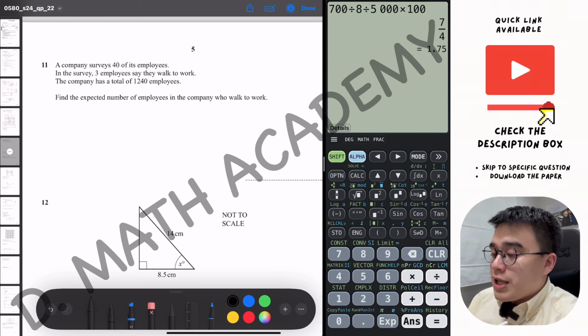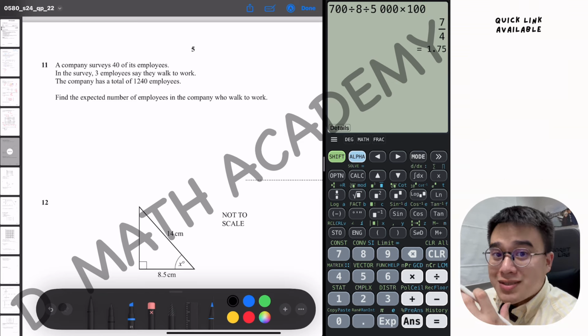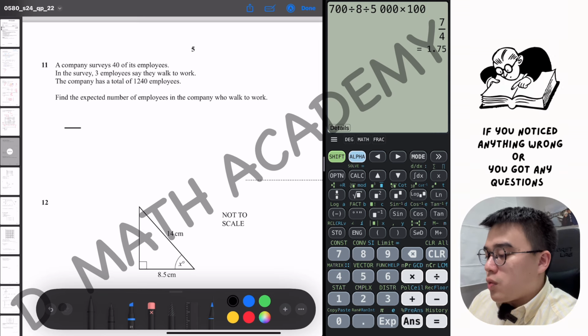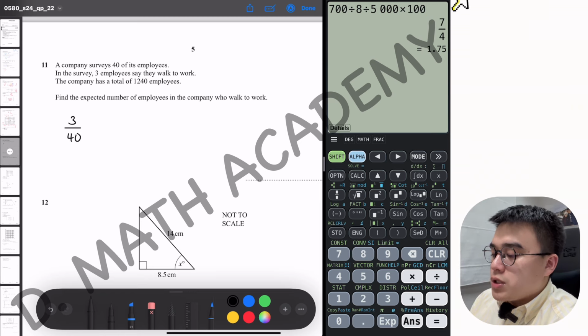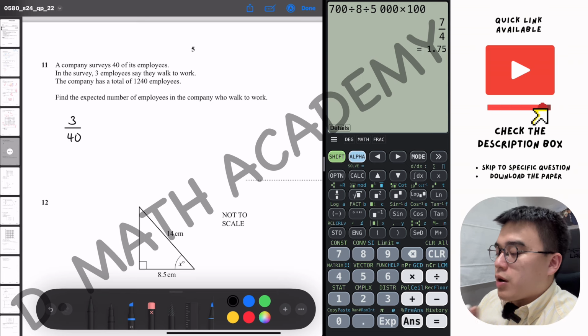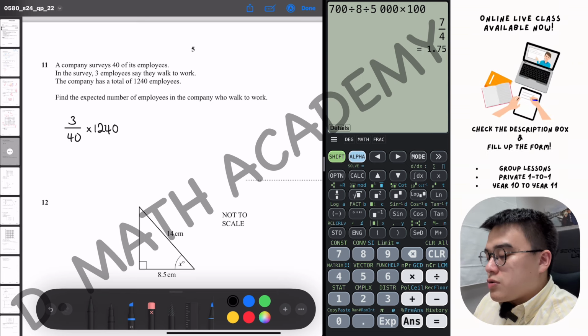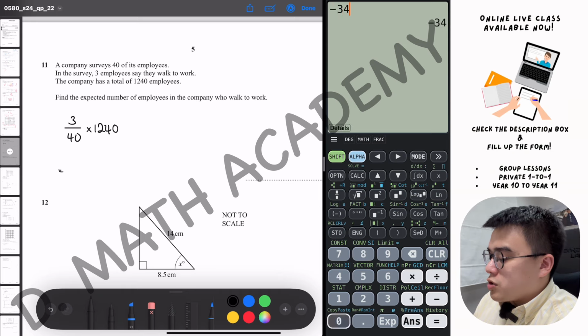Interesting. Question 11 is actually a probability question in disguise, because they gave us a sample size of 40 and 3 of them actually walked to work. So this is the probability of employees walking to work. So if it's out of a sample size of 40, you have to take 3 over 40.